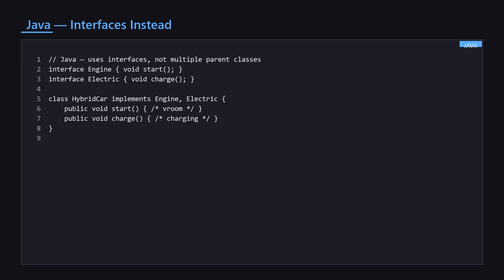Java said, nope, multiple inheritance is too confusing, we are not doing that. Instead, Java uses something called interfaces. An interface is like a contract. It says what methods a class must have, but doesn't provide the code for them. So hybrid car implements both engine and electric interfaces, and then writes its own code for start and charge. This avoids the diamond problem entirely. It's simpler and safer.